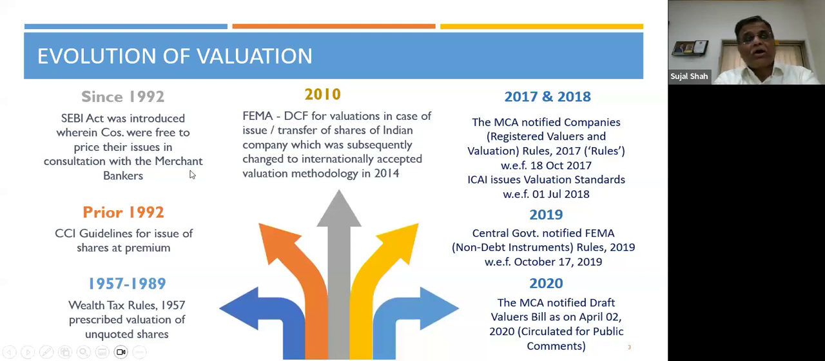Now, if we talk about a decade after that, or maybe two decades after that, specific regulations were introduced, particularly under the FEMA. Originally it started that for all transactions of a cross-border nature, you had to compulsorily carry out the valuation under the discounted cash flow method. And my colleague Vitang will tell you what exactly this method is.